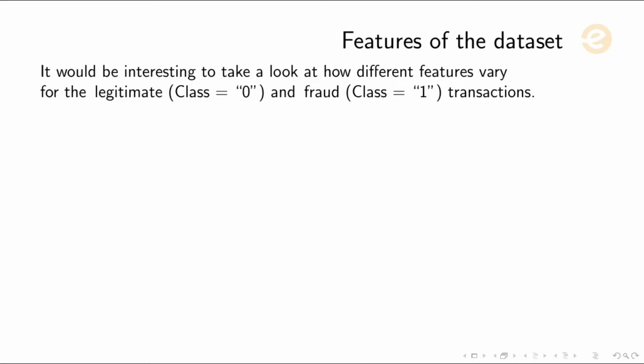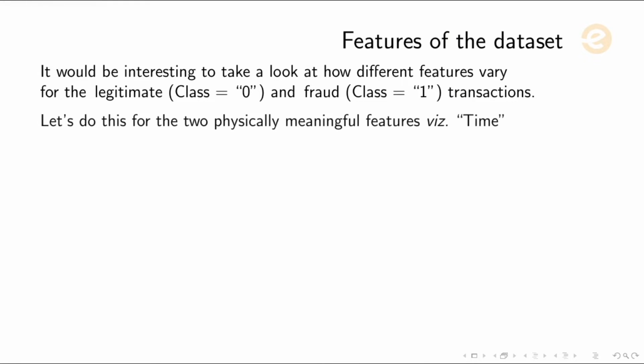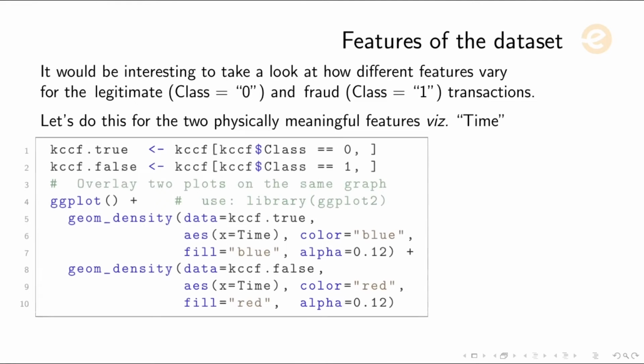For taking a deeper look, we first try to differentiate those transactions which are legitimate from the fraud transactions. And we do this for a few features, and we start with the time feature first. So we use this 10-line code written in R to split the KCCF data into a true and a false split, where the true data set are the true or fair transactions where the class value is 0, and the false are the fraudulent transactions where the class value is 1.